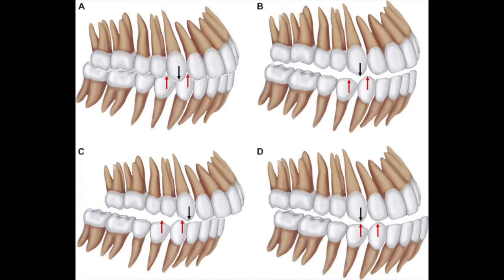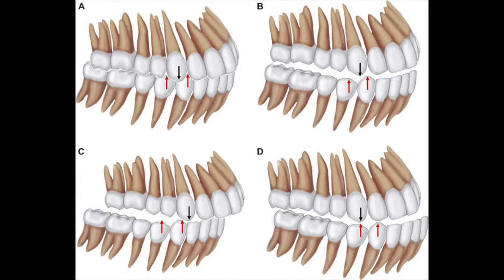For a class 2 canine relationship, the cusp tip of the maxillary canine is mesial to the mandibular canine premolar embrasure. So the tip of that canine, even if you have canine to canine in a static bite, so if the teeth are just in ICP, which is biting together, if that top canine is meeting the lower canine, that would be a class 2.